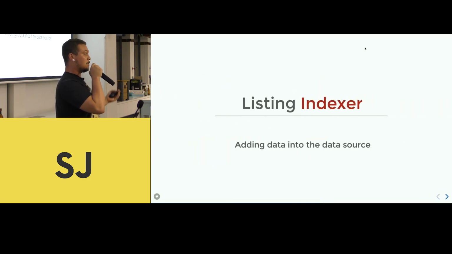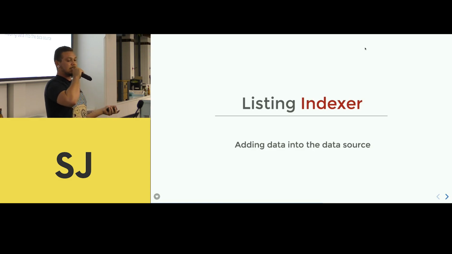Now let's think of the second part of the whole integration. The second part we call the listing indexer. Every property we call a listing, and the indexer just indexes things, and just adds data to the data source. How does that work?